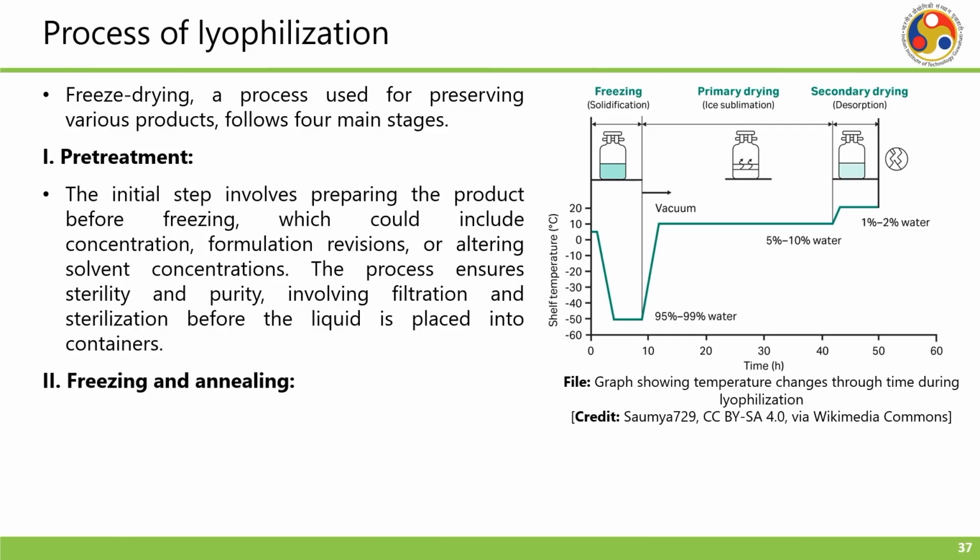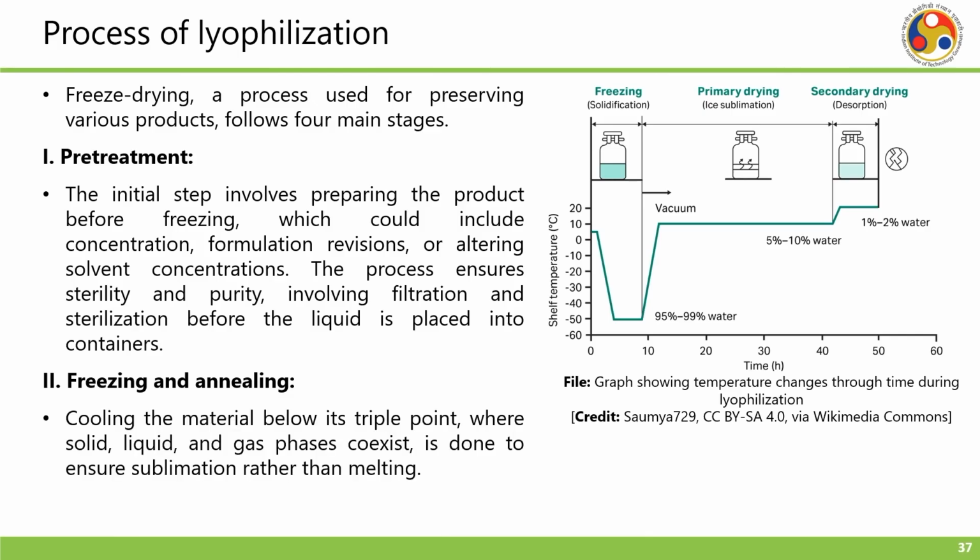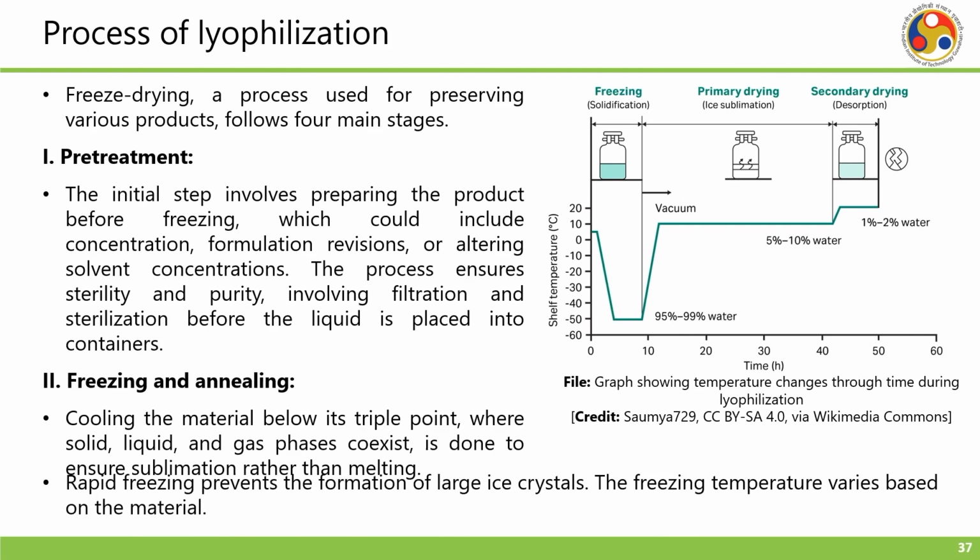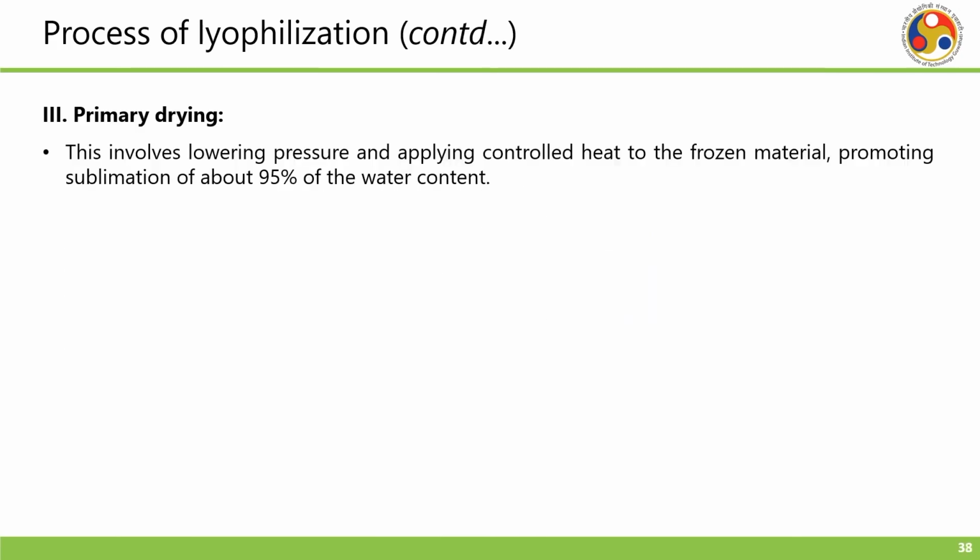Then the second stage is the freezing and annealing stage. Cooling the material below its triple point, where solid, liquid and gas phases coexist, is done to ensure sublimation rather than melting. Then rapid freezing prevents the formation of large ice crystals. The freezing temperature varies based on the material.